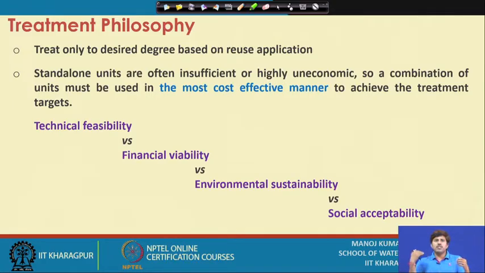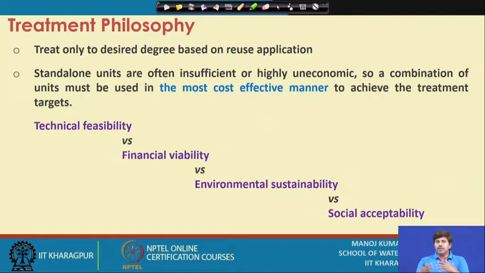Let us say the RO system, which is the best technology available, is not financially viable because of the lack of funds. Then we will have to trade off. Within our budget we cannot go for an RO system, so let us go for ultrafiltration, or a membrane bioreactor. So instead of going for an RO system you end up treating with a membrane bioreactor. That way there is a trade off: in order to meet the financial viability criteria, you compromise on the technical feasibility or technical excellence criteria.